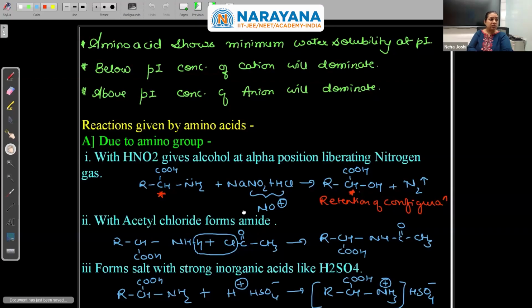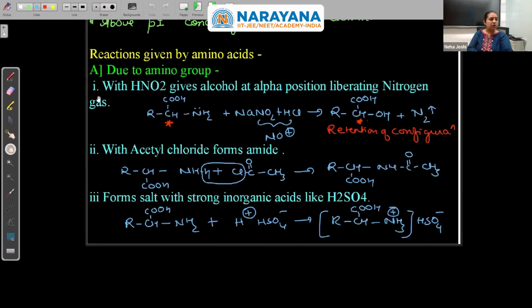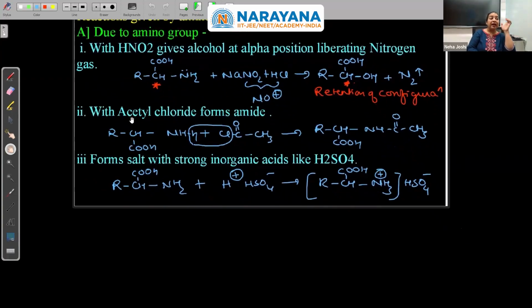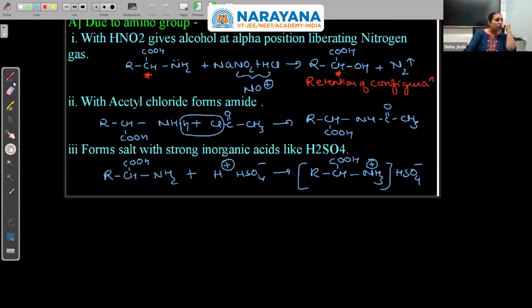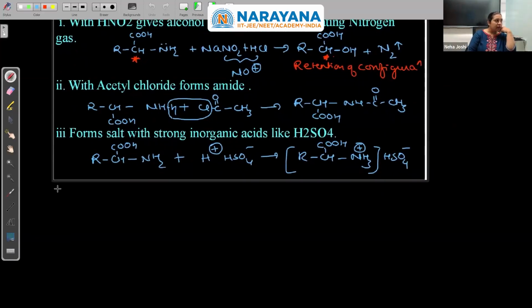Okay? Reactions given by amino acids. With HNO2, they give alcohol. And I think you already know this. NaNO2 plus HCl, NH2 will be replaced with OH. That is okay, that you know. Very good. But that is with retention of configuration, that you need to remember. And why is it so? So, let me explain how this takes place.